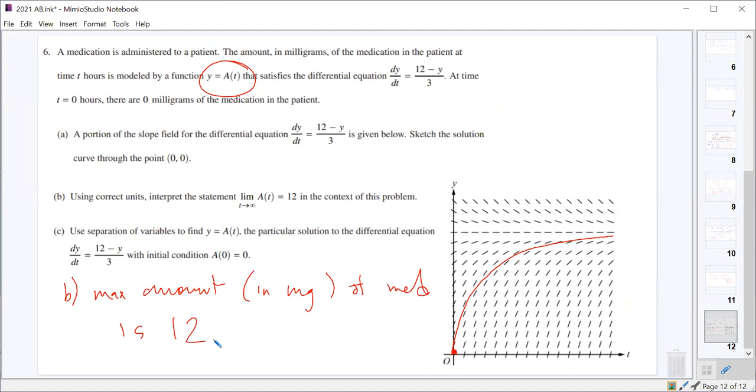A and B of that one were really quick and easy. They gave you a lot of time to work through part C. Everybody good with A and B?